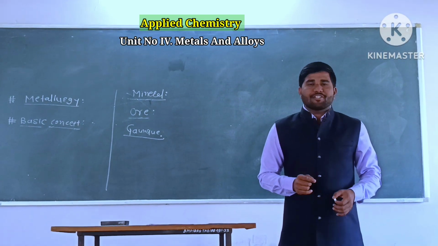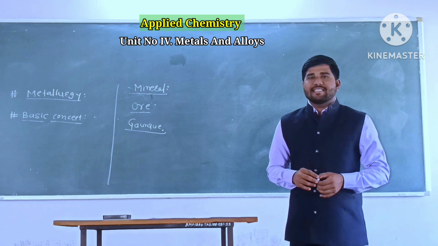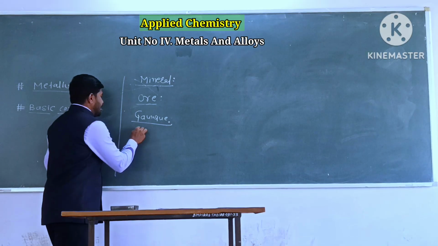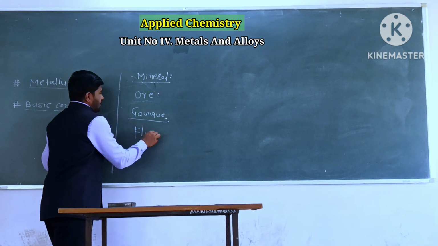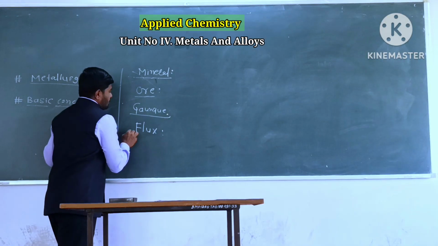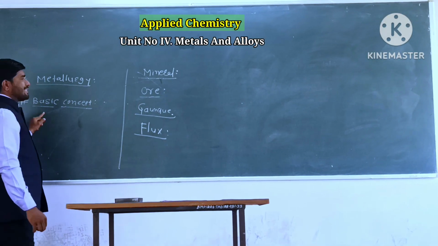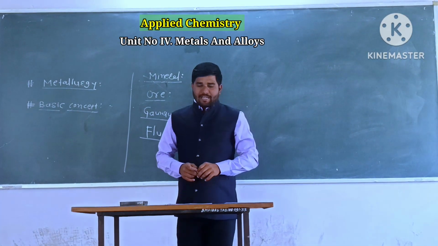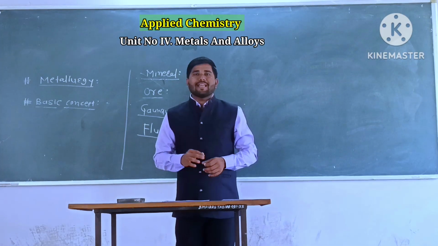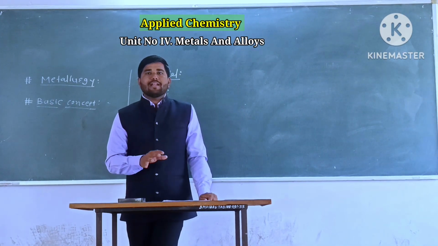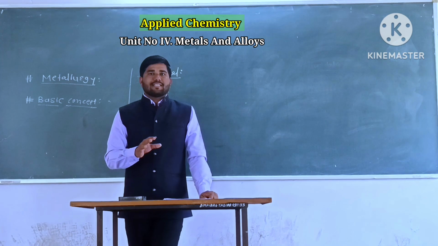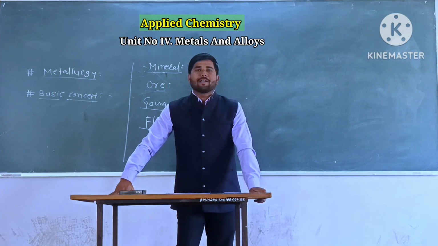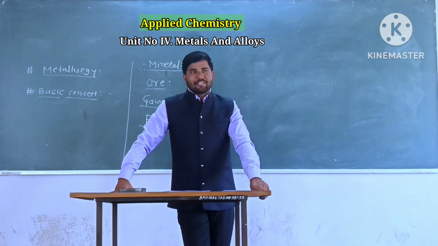Now after the definition of gangue, we will see the next concept, the fourth definition, that is flux. Let me represent the fourth basic concept in metallurgy, that is flux. Flux is a substance which is used to remove the gangue. It means that a substance used to remove the gangue is flux. The best examples of flux are calcium oxide and magnesium oxide.